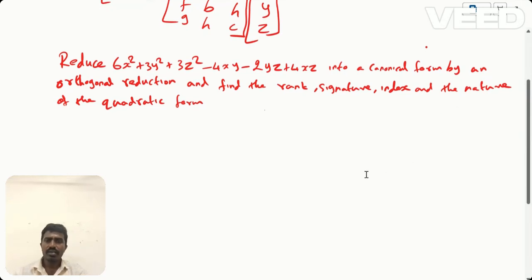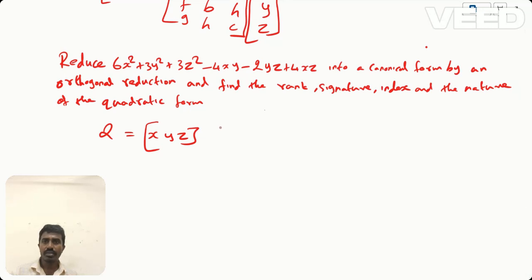For that, first we need to write the quadratic form in terms of matrices. So x, y, z, there are three variables. Write as a row matrix and then write the coefficient matrix. The first entry is the coefficient of x square. Then the second entry is half of the coefficient of xy, so minus 2. Half of the coefficient of xz is 2. So this is a symmetric matrix.